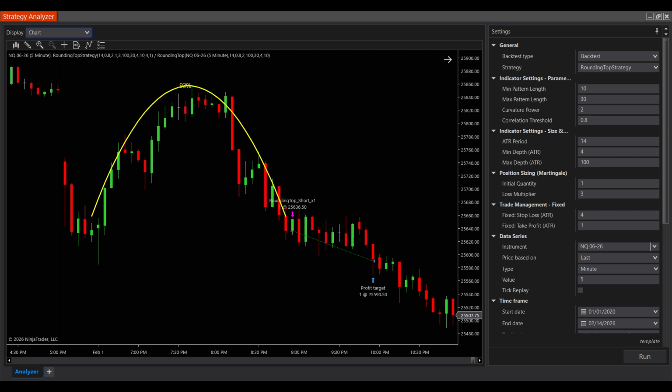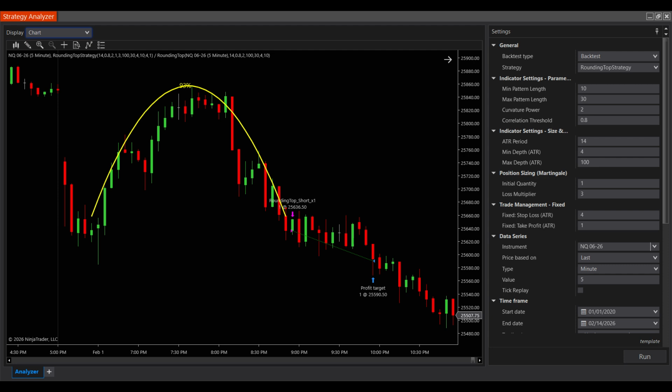We also use an ATR period of 14 to measure the depth of the curve. We demand a minimum depth of 4 ATR, which ensures we are trading a significant structural shift and not just minor intraday noise. Once the mathematical conditions for the rounding top are met, the algorithm executes the short.